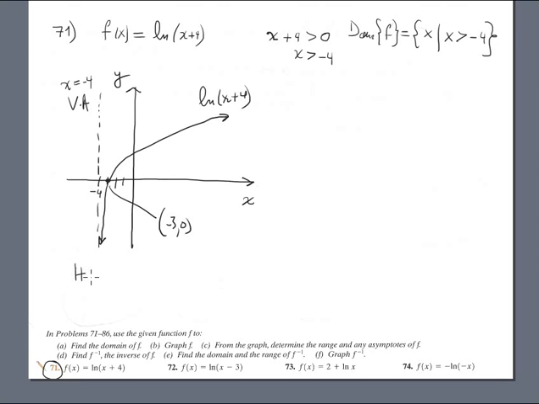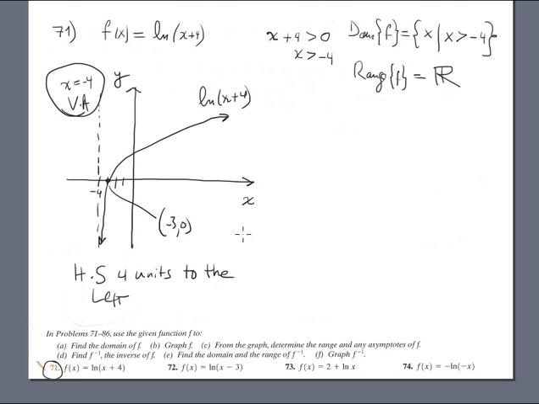It's obviously a transformation. We have a horizontal shift 4 units to the left, and from the graph determine the range. The range of f is obviously all real numbers. Look at the graph, it's obviously all real numbers. And find any asymptote of f. This is the only asymptote that we have, the vertical asymptote.